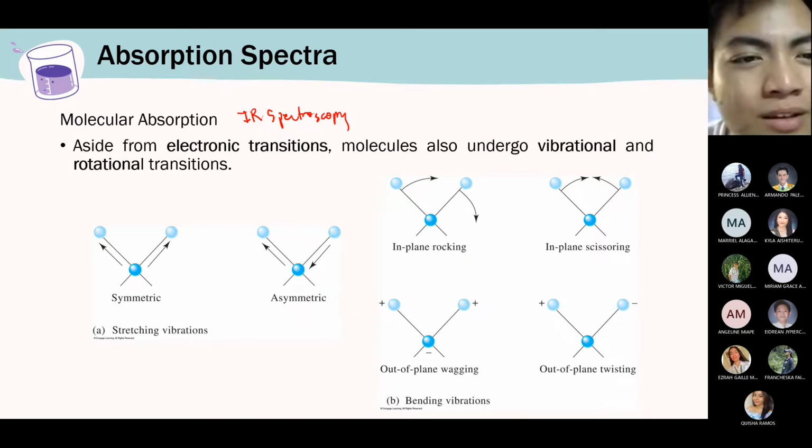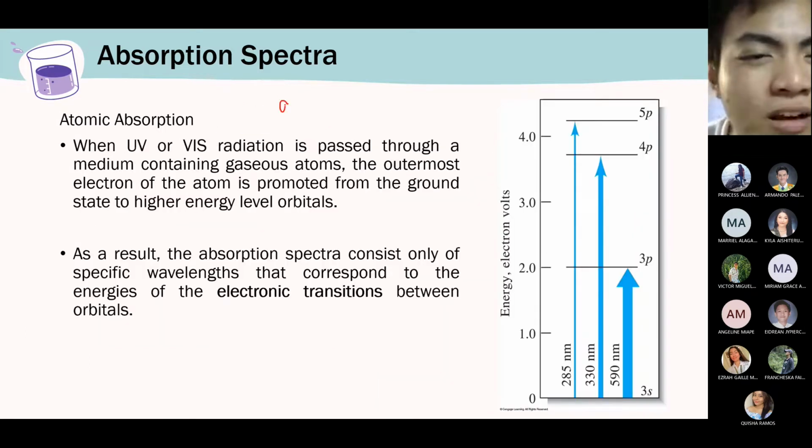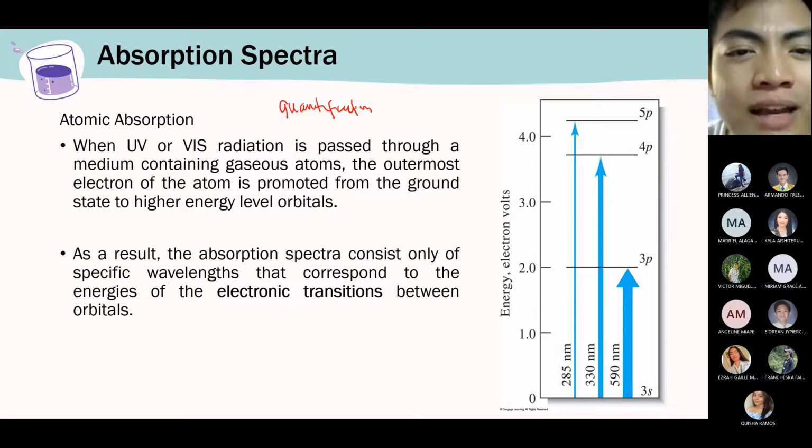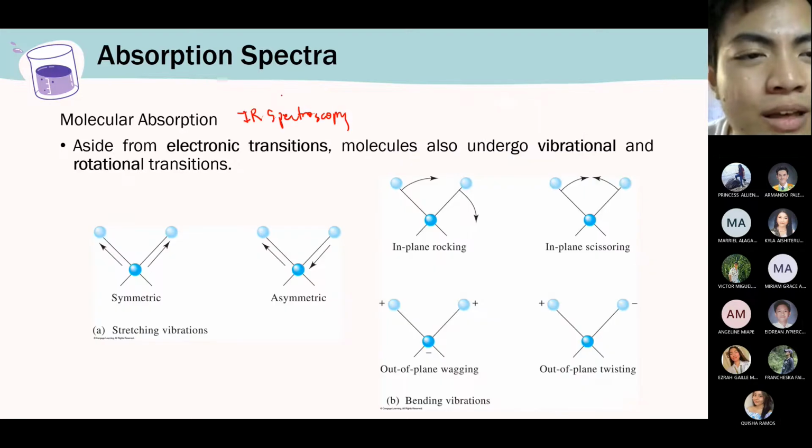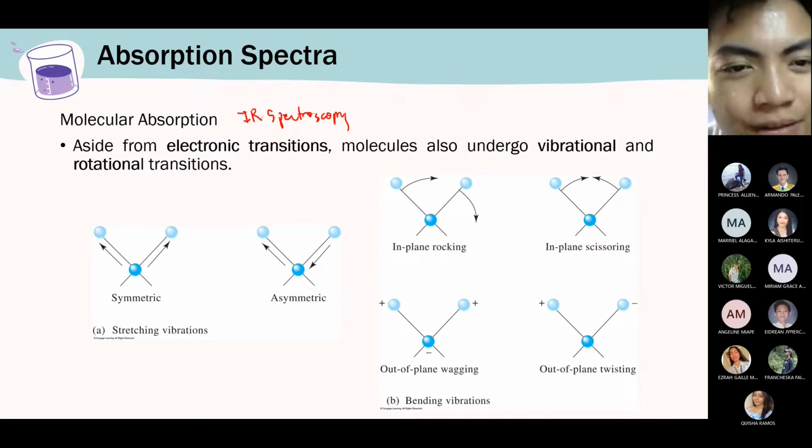So sa UV-Vis, quantification, so nagme-measure tayo ng amount of matter. But in the IR, we just determine the types of chemical bonds na based on the vibrations they do. Okay? So, ganun lang yung ganap niya.